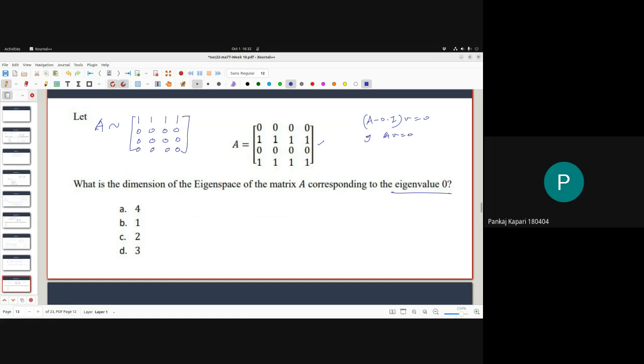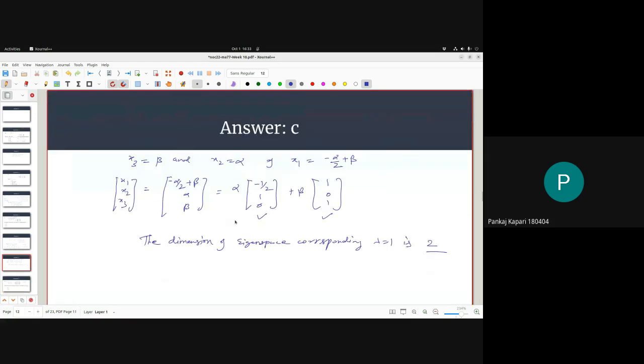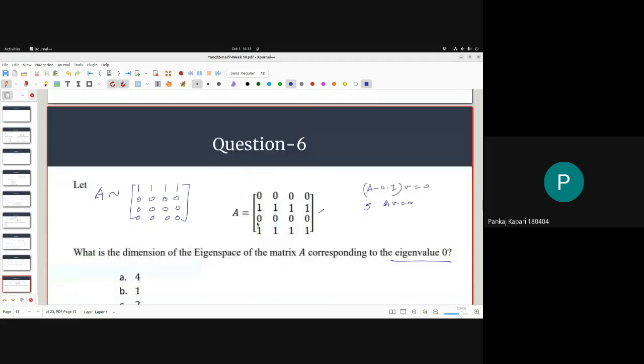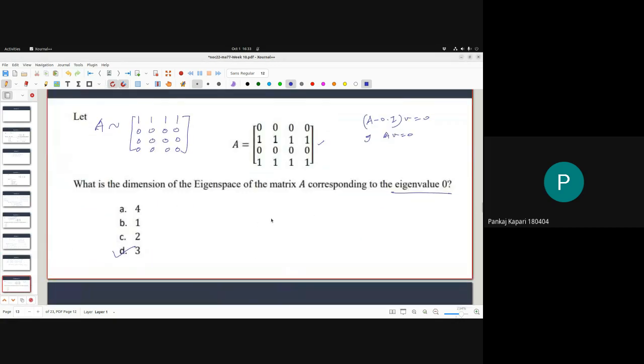Again, only the first column has a pivot, so there are three free variables, and because there are three free variables, the dimension of the eigenspace must be 3. As we have seen in the last problem, the number of free variables determines the dimension of the eigenspace, or the dimension of the null space, which we knew even before, right?